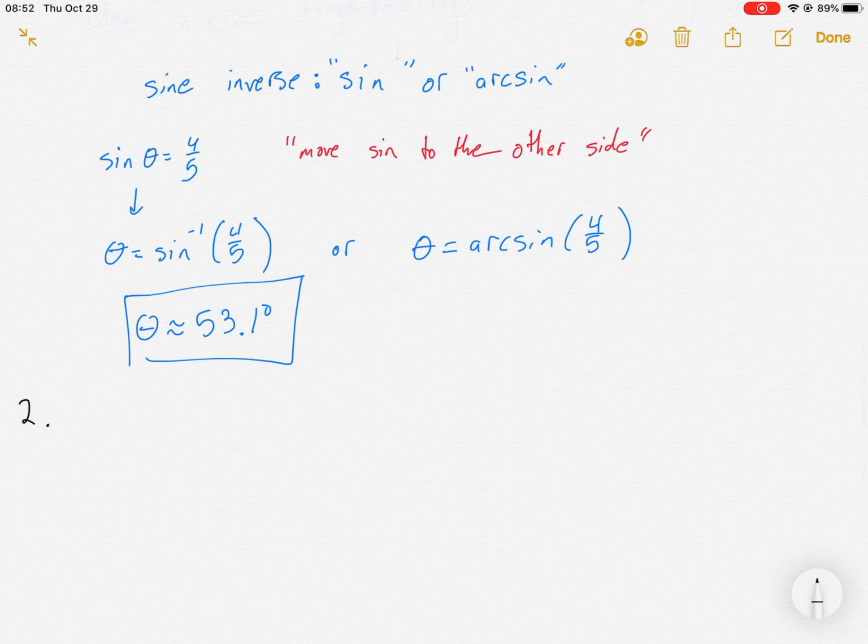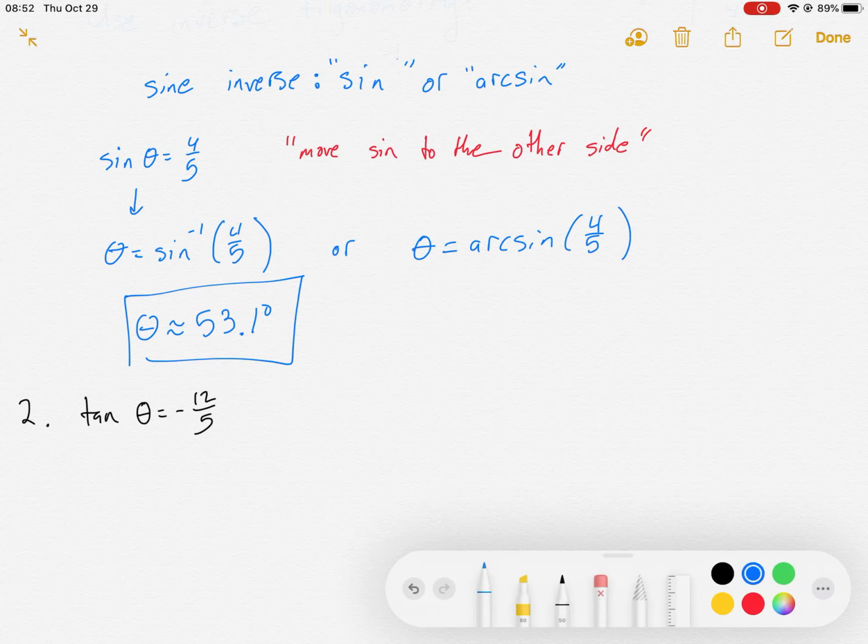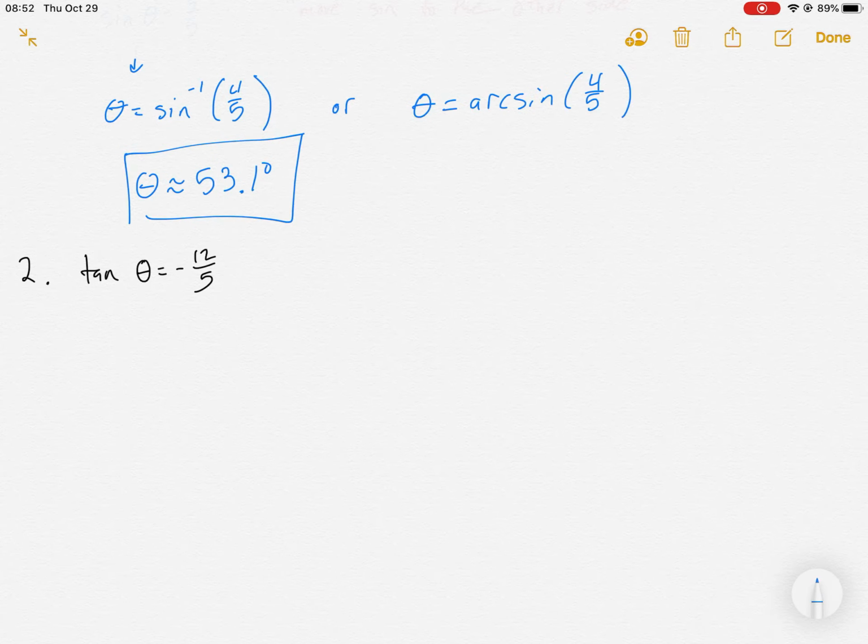using, let's do tangent this time. So we'll do tangent of theta equals, let's just say -12/5. Okay, so once again, we're going to use inverse trig because this is not on the unit circle. And we'll say that theta has to equal tangent inverse of -12/5.